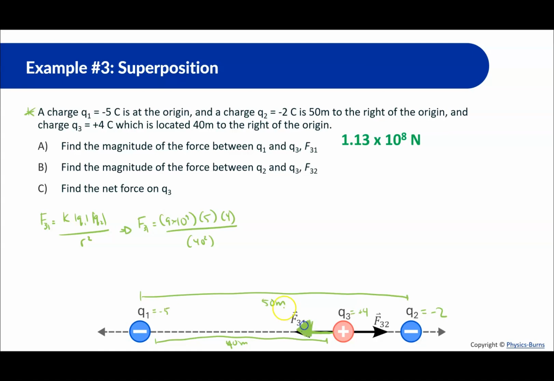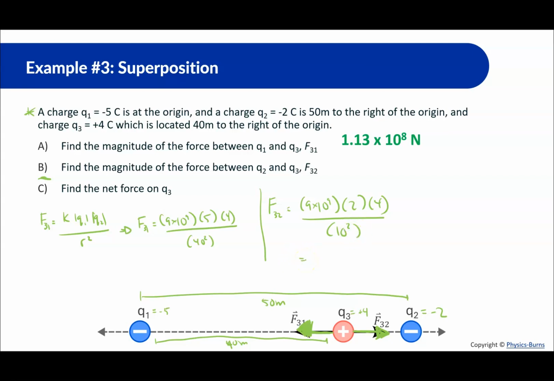Okay, now we're going to find the magnitude of the force between Q2 and Q3. Okay, so this one is going to be pulling it to the right. So I'm going to do F32, and that's going to be equal to the k constant, 9 times 10 to the 9th, Q2, which is equal to 2, and Q3, which is equal to 4, and divide that by how far they are from each other, and that's going to be 10 squared.